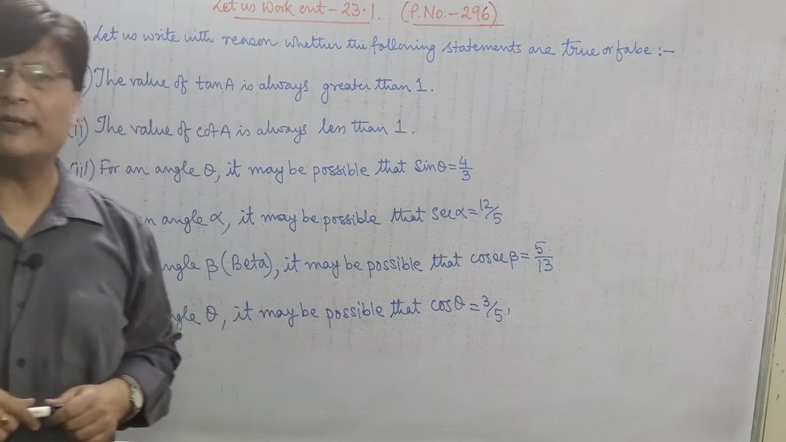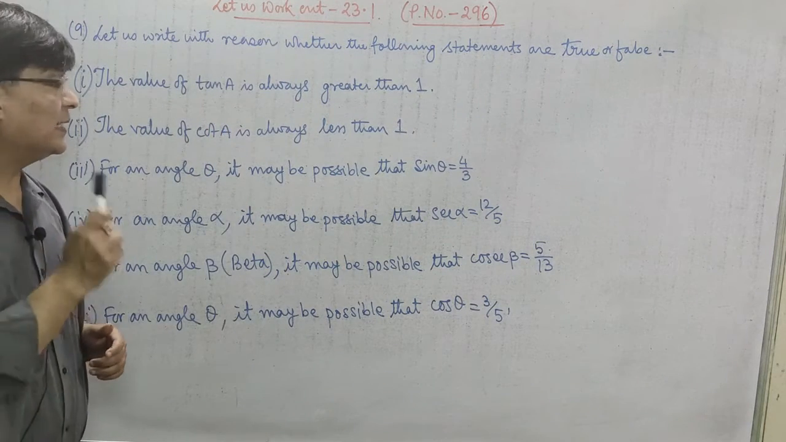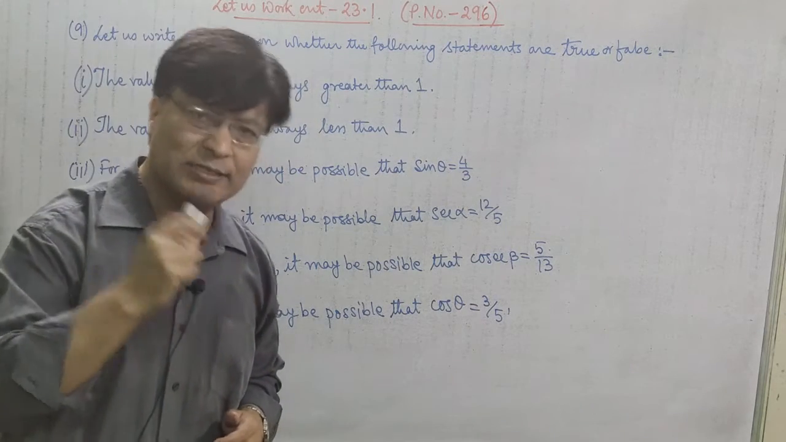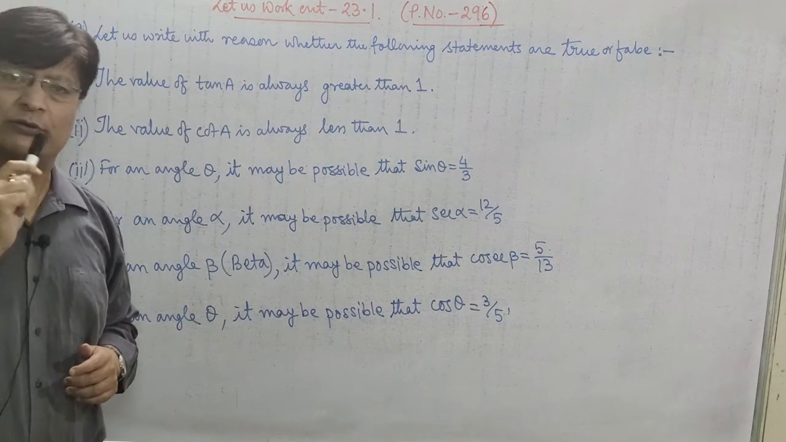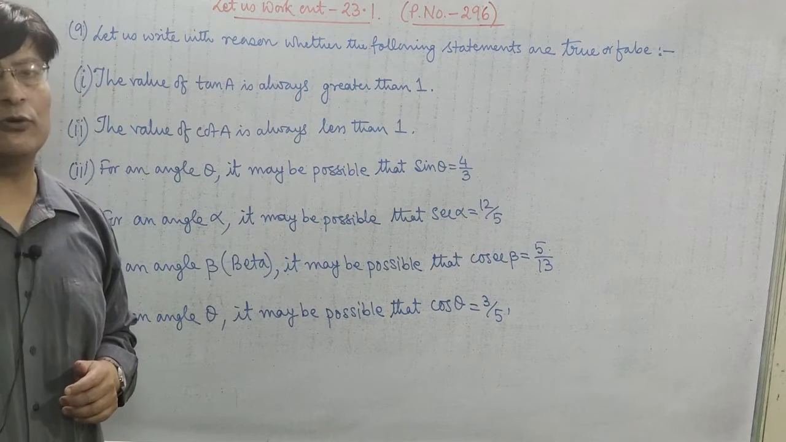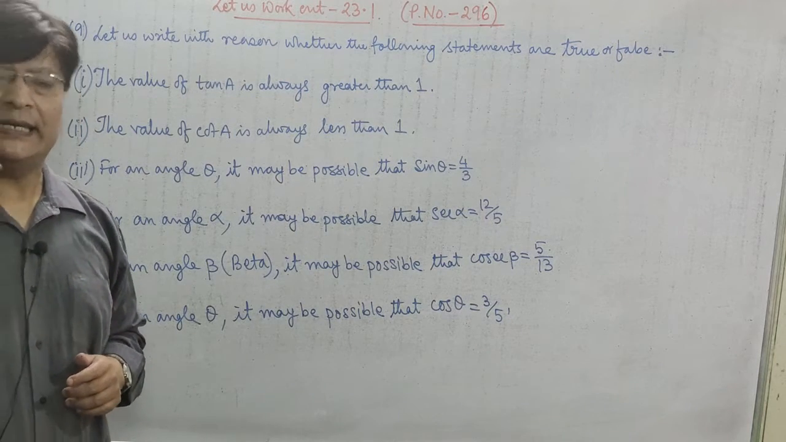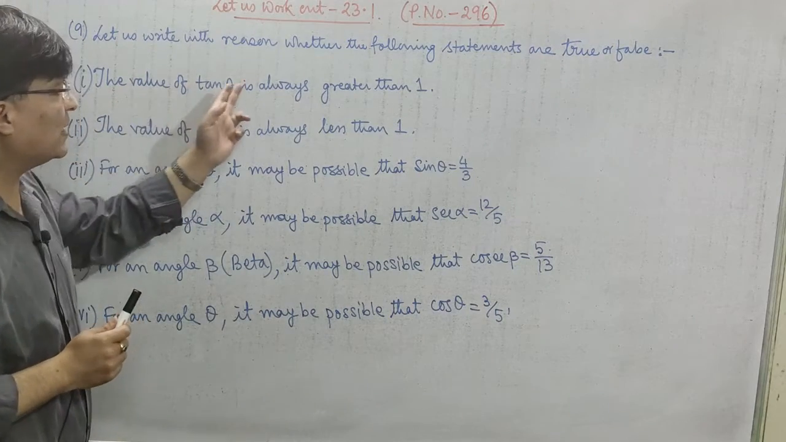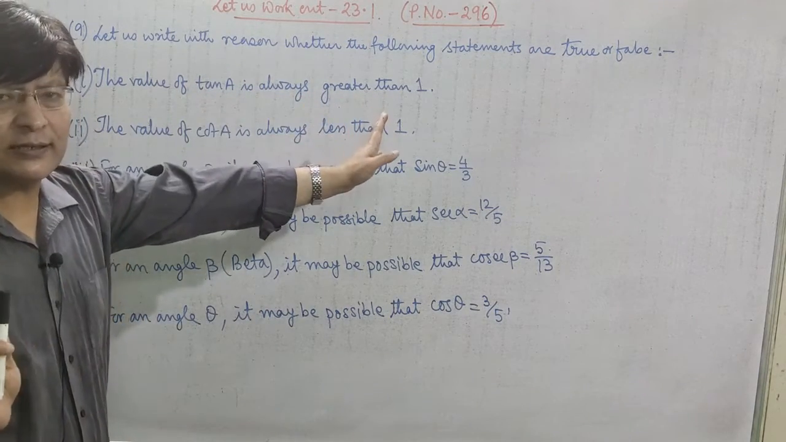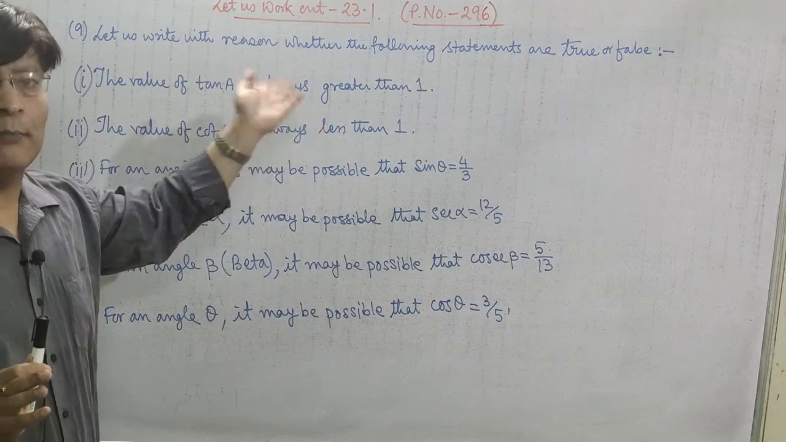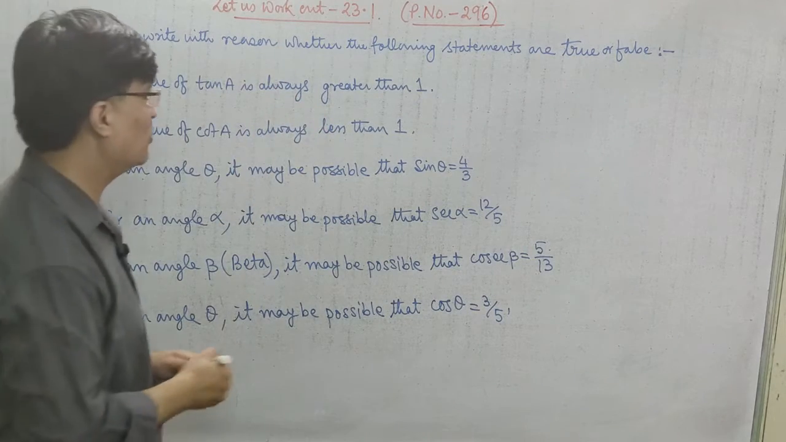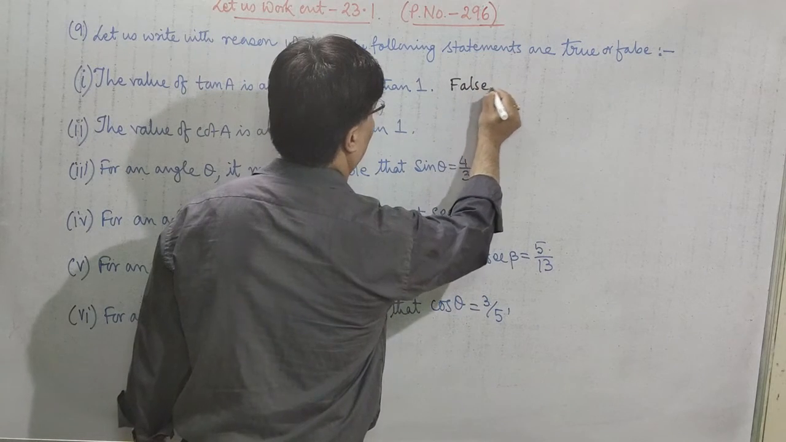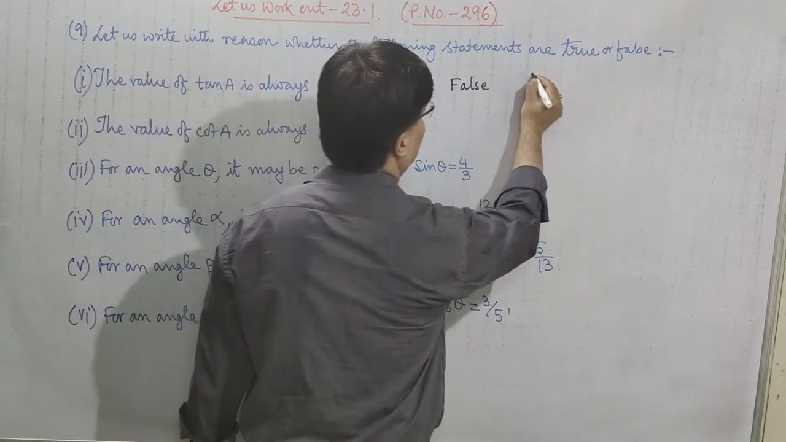So I already told you that tan A may have any positive values from 0 upwards. Tan A may have values greater than or equal to 0, and it goes up to plus infinity. It may have any positive values. So the statement that the value of tan A is always greater than 1 is not correct. It may be less than 1, but it is greater than 0. So here the statement is false. What is the reason behind it?